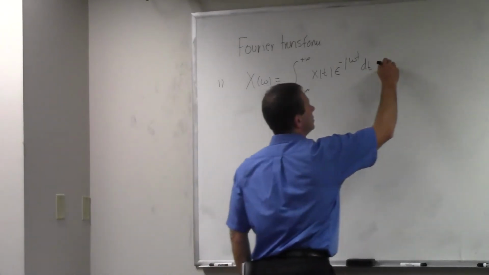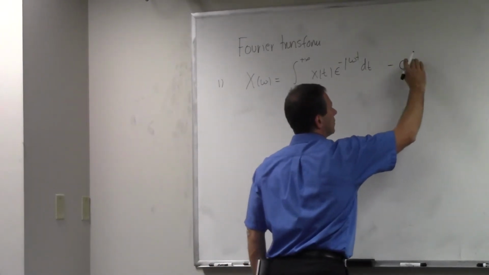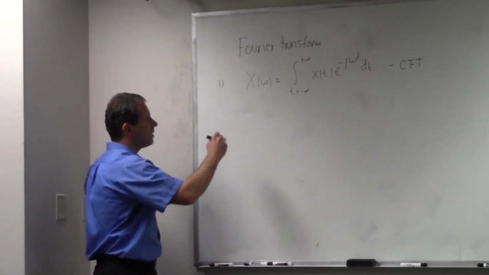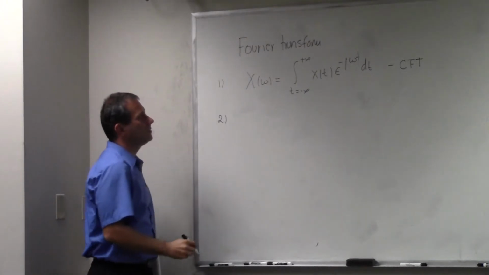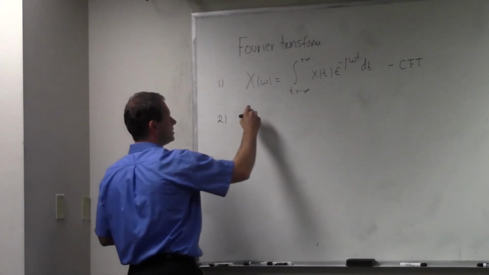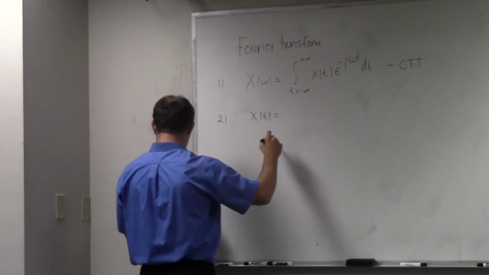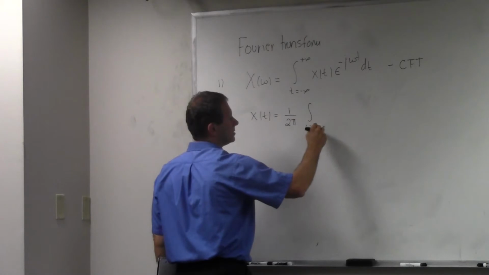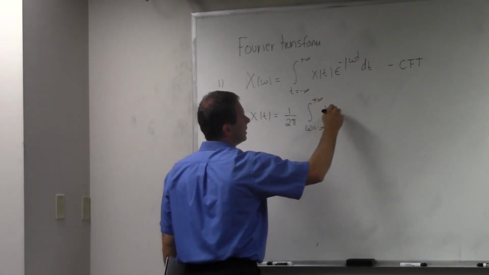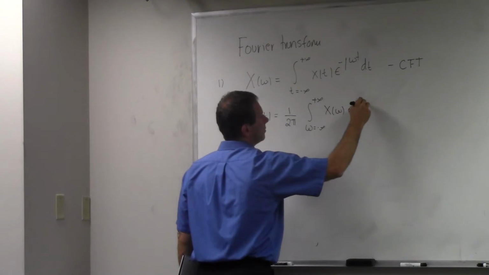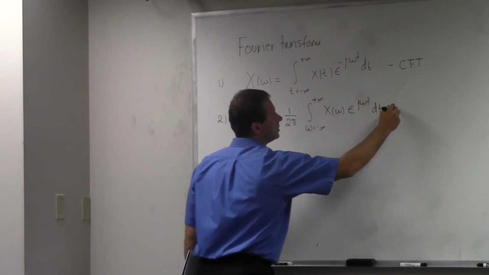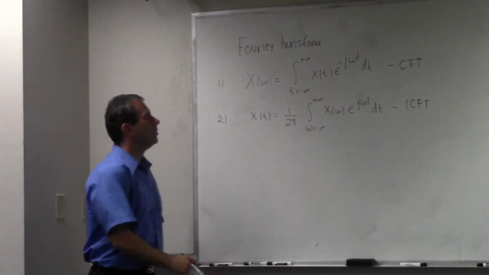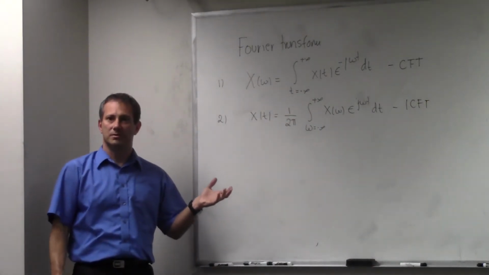This is what we call the continuous Fourier transform, or CFT. Our way back from the frequency domain into the time domain is this integral: 1 over 2 pi, integral when omega goes from minus infinity to plus infinity of X of omega e to the j omega t d omega. So this is our inverse continuous Fourier transform. Now both of these are continuous transforms, right?